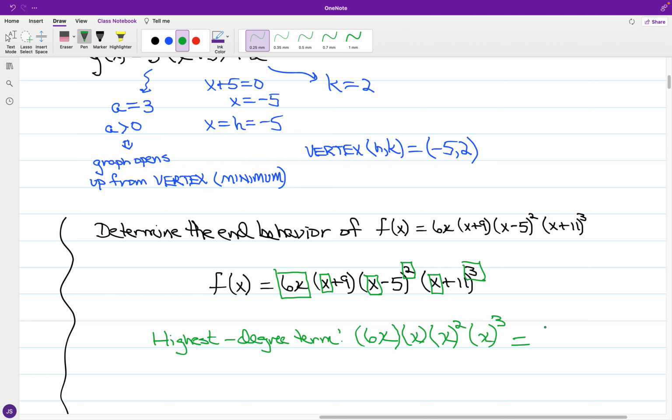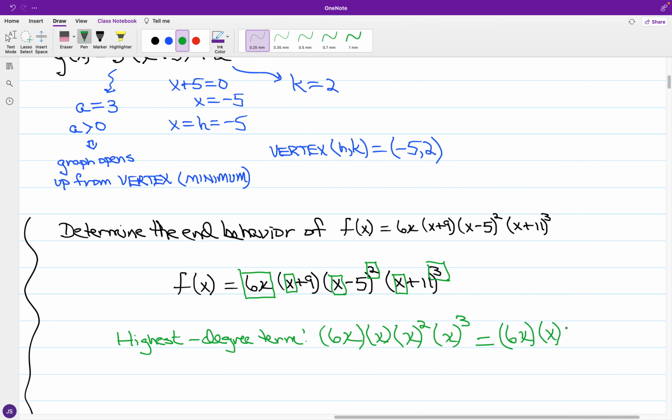Okay, so right now we got 6x times x, and x to the second, that's going to be x squared. And x to the third, so we have x cubed. So here we got 6 times x times x is x squared. x squared times x squared is x to the fourth. x to the fourth times x cubed, that is going to be x to the seventh.